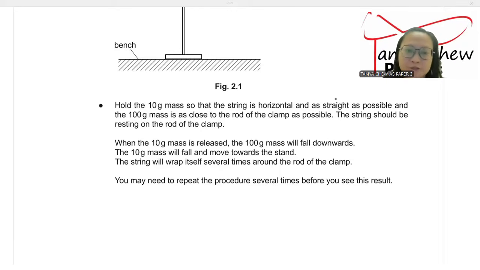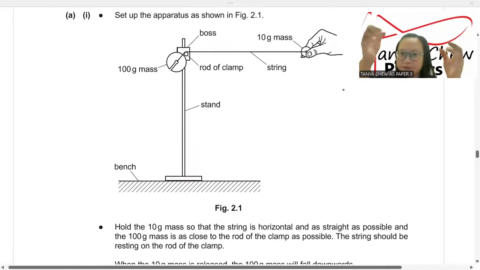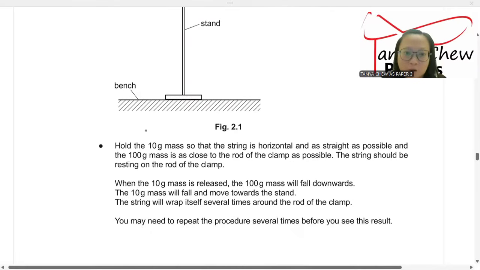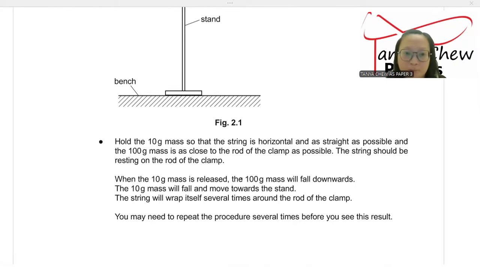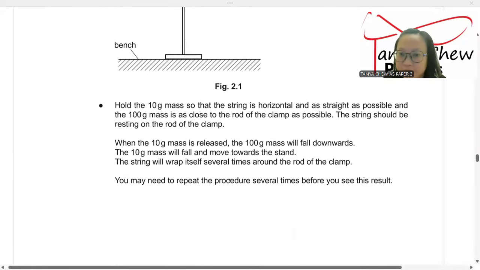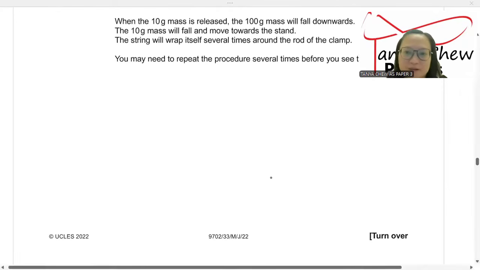When the 10 gram mass is released, the 100 gram mass will fall downwards. So you let go of it, and because there is nothing to hold the 100 gram, it will fall due to gravity. The 10 gram mass will move towards the stand, and the string will wrap itself several times around the rod of the clamp. You may need to repeat this procedure several times before you see this result. Sometimes, due to wind or small movements, you might not get the mass to wrap around the clamp.